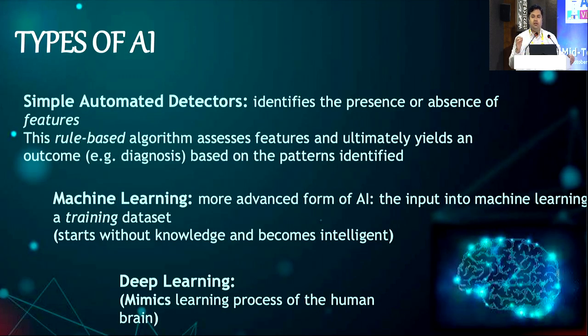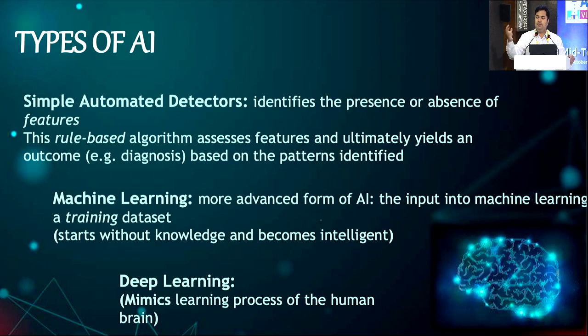So, simplified types of AI. It can be simple automated detectors, like whether this disease is present or not, plus disease is present or not, looping is present or not. These are simple examples of automated detectors that can work. Machine learning is a subset of AI, a little advanced form where you don't need a much larger dataset. A smaller subset in the form of images is good enough for us to understand and detect, based on the program or the algorithm, whether the disease is present or not.